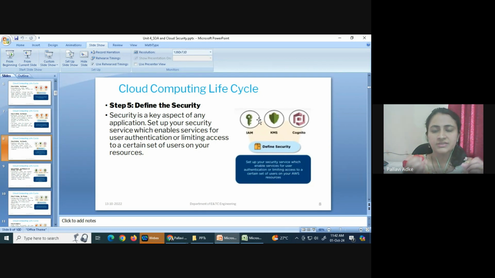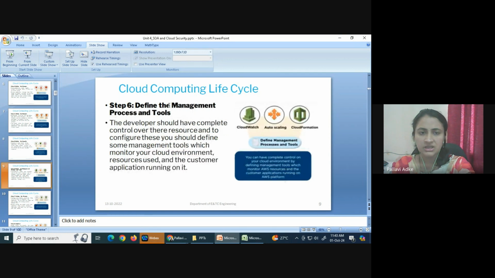So that is your root user who is going to check all those things. Which services will be given only to which groups or teams, they will use only those services, so that we have the security control in our hand. Suppose something happens to that data, then we can call those people, that team, and check with them what happened with that data. So it should be like that. So define the security, then define the management process and tools.